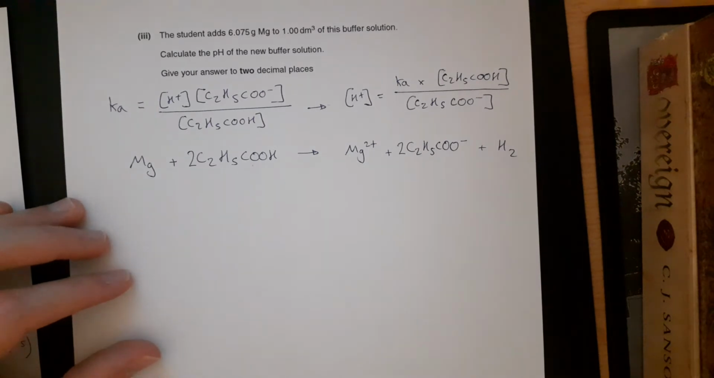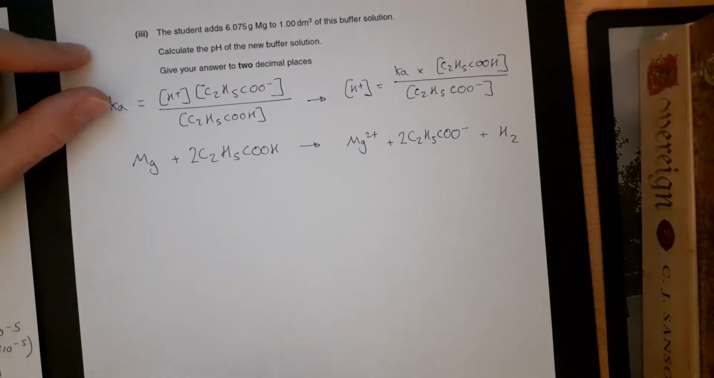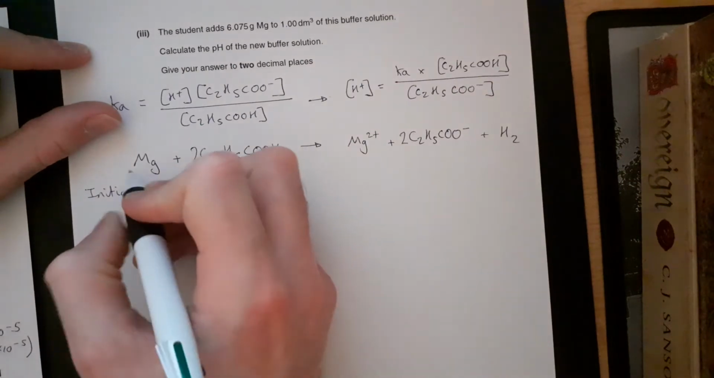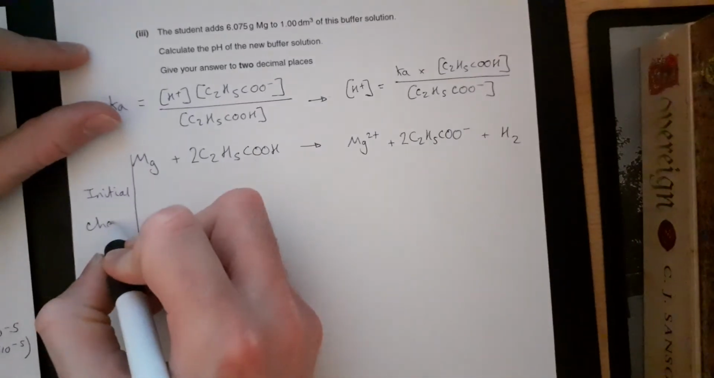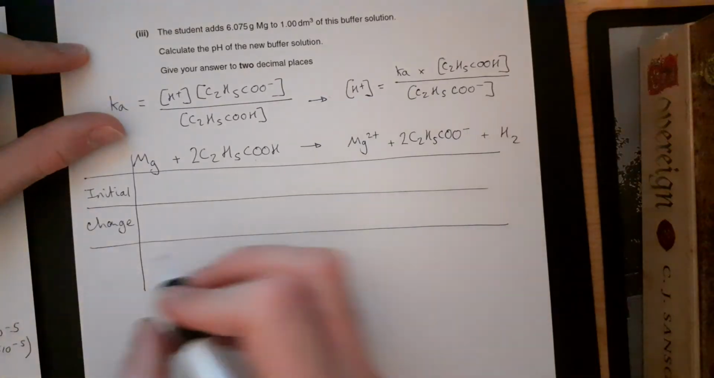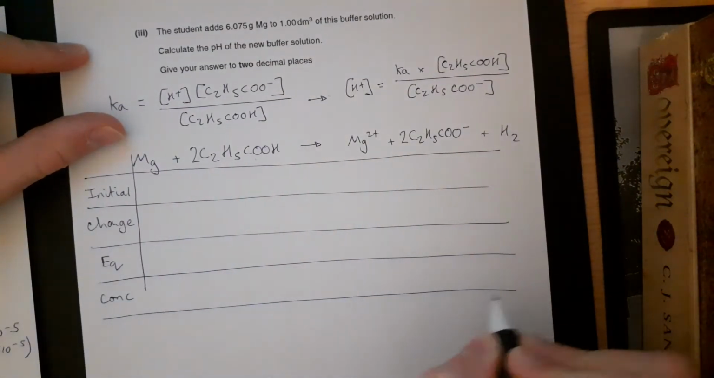Okay. What we're going to do with this now is we're going to do our ICE table that we've done with equilibrium questions, and we do it with buffers as well. So we're going to look at, right, initially, how many moles do we have? What is the change? Okay, we're going to do this in a table here. And how much is there left at equilibrium? And then we're going to need to work out some concentrations as well.